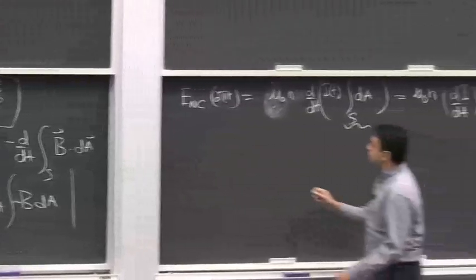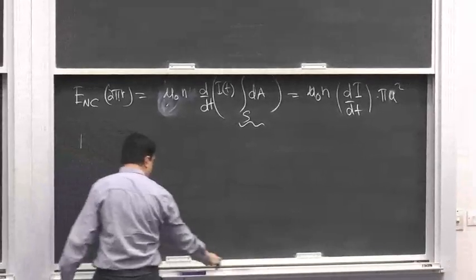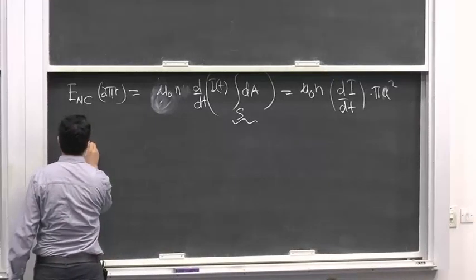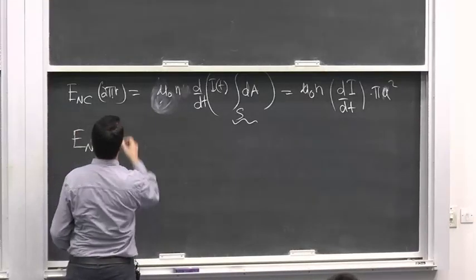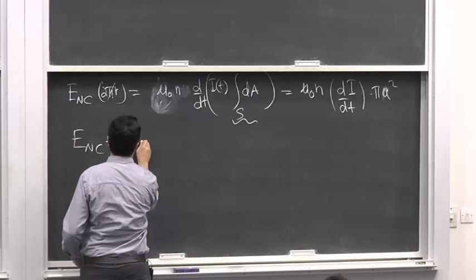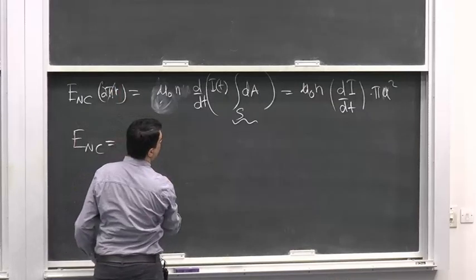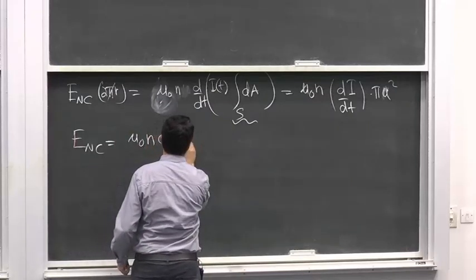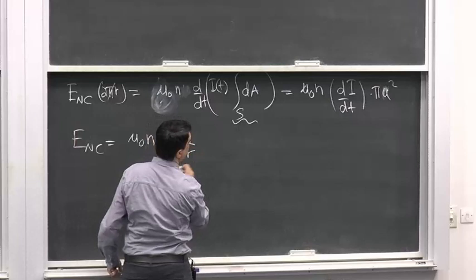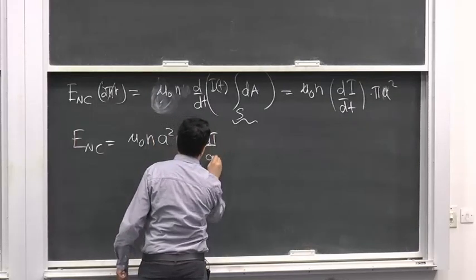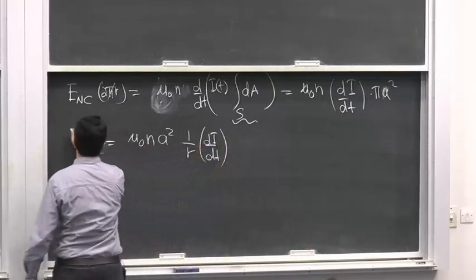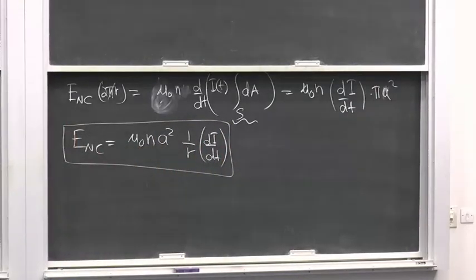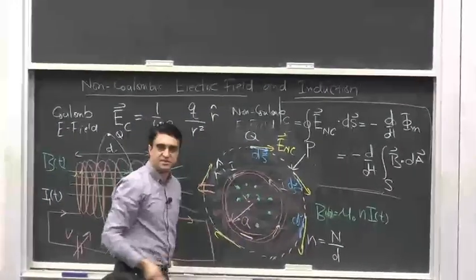So what would be your non-Coulombic field? It would be given by pi there, mu naught, n, A squared, 1 over R, and dI/dt. That would be the magnitude of the non-Coulombic field, and you already know the direction of this non-Coulombic field. It is in that direction.